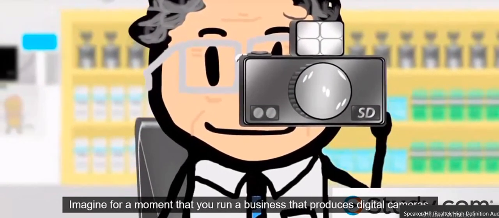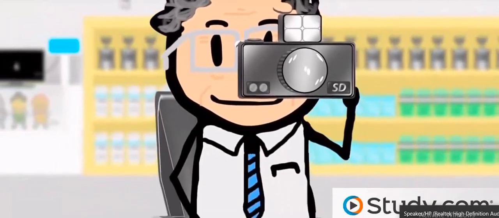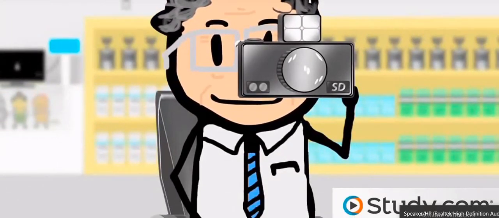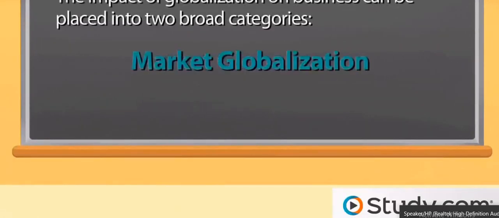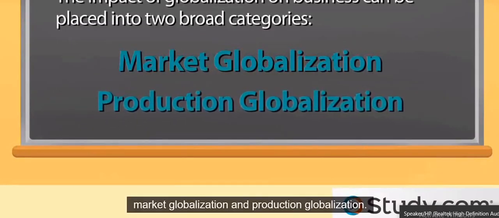Imagine for a moment that you run a business that produces digital cameras. How would globalization impact your company? The impact of globalization on business can be placed into two broad categories: market globalization and production globalization.